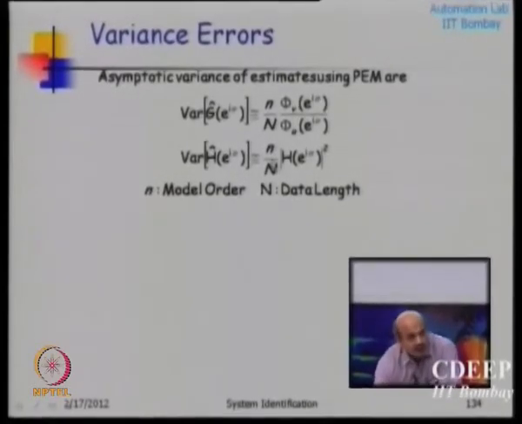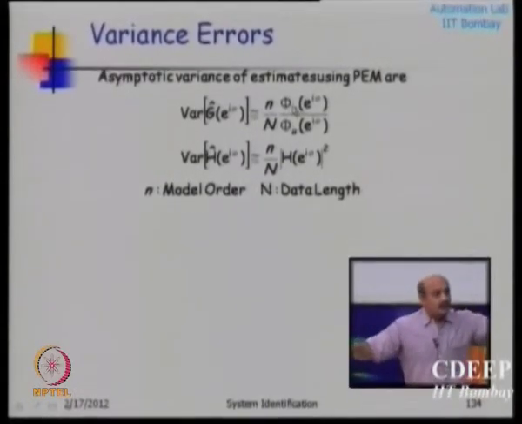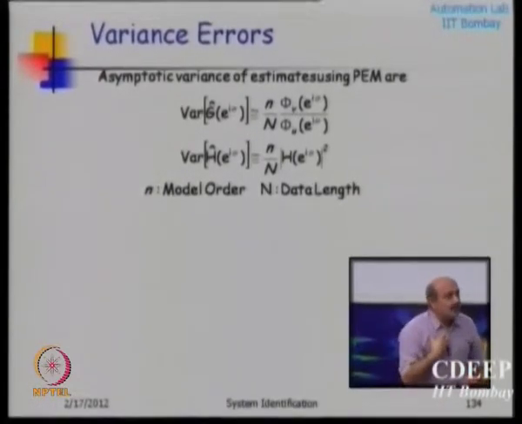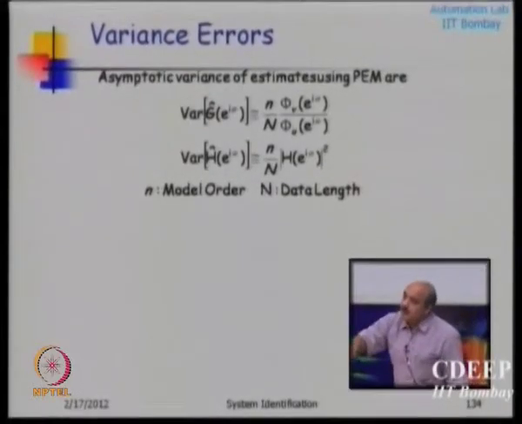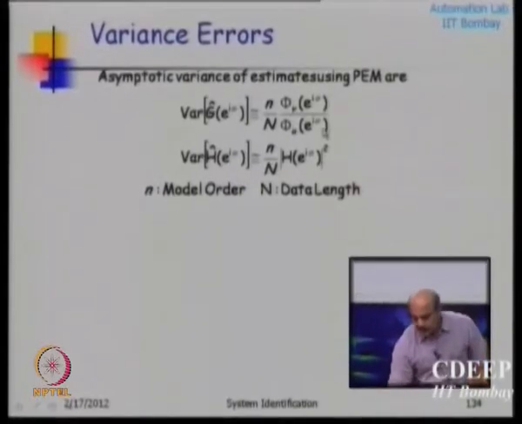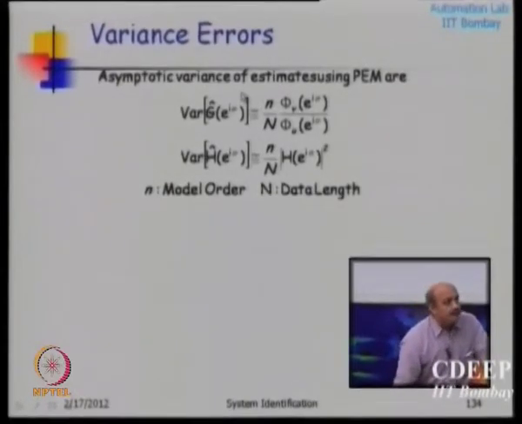Apart from this, you have one more parameter that you can manipulate. What is sigma V here? V is the noise. Okay, noise spectrum is there in the plant. What is in your choice? What is in your hands? Input spectrum. So I can choose the input spectrum in such a way that the noise to signal ratio becomes insignificant. So if the signal dominates over noise, this ratio is small, variance errors are low.